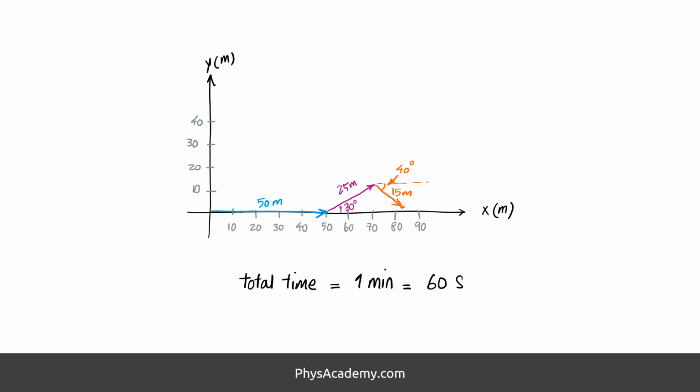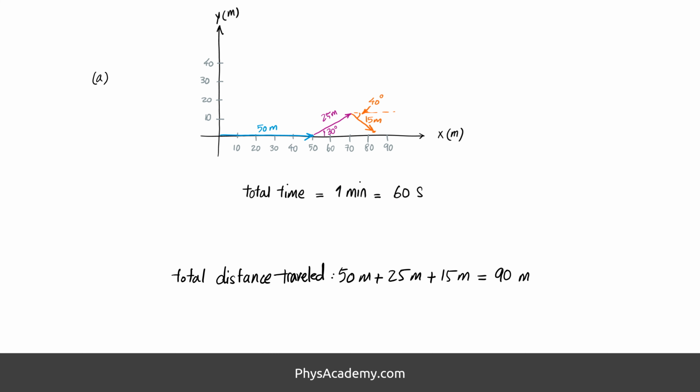Remember, the counterclockwise direction in the context of basic physics courses means a positive angle. The third section of the motion is 40 degrees in a clockwise direction for 15 meters. Again, clockwise means a negative angle, so here we have a negative 40 degrees angle.